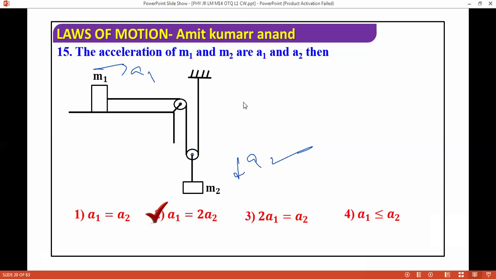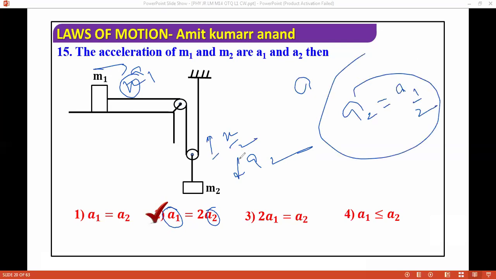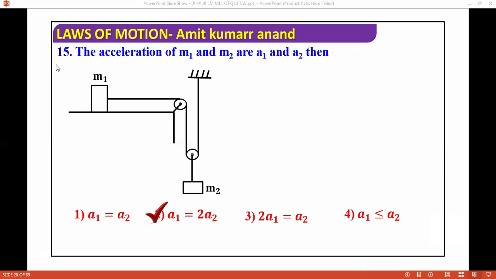Basically what you observed is that A1 will be twice A2. What is the meaning of this? It means A1 is double A2, because this was coming X by 2 while this needs to come X. So this acceleration is half; A2 is half of A1. You can also say this, yes or no? This is a very important question from the JEE point of view.